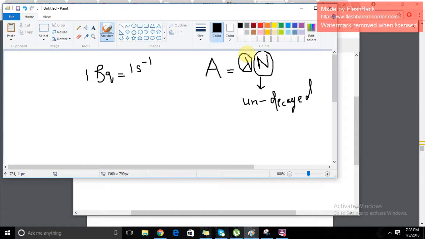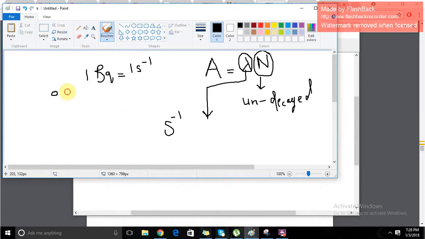These are a bit difficult, and I suggest that you remember the definitions. The decay constant has the same unit as activity, because N is merely a number, has no unit, and if A is per second, λ is similarly per second. And it is the probability.